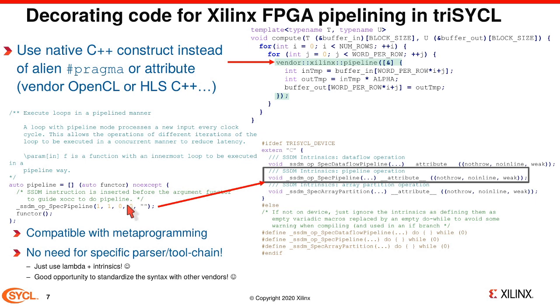And since we want this code to still be compatible with some other SYCL implementation or to run on the CPU when you do not have a real FPGA, the intrinsic itself, when you have a real SYCL device, is not very important here. But most important is that when you are not in this SYCL extension, then your intrinsic for spec pipeline is just an empty operation, so it does nothing. So it's still compatible with a normal SYCL implementation.